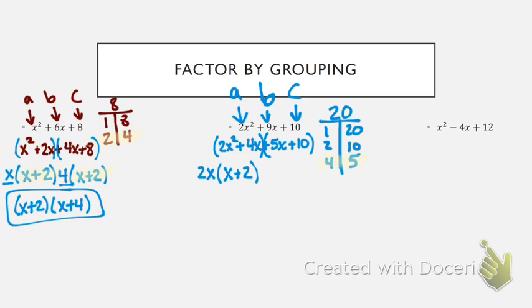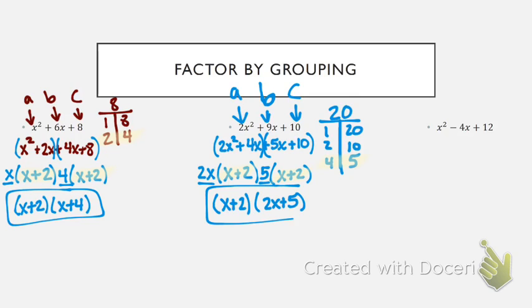If I look at my second set of parentheses, I have 5x plus 10. Both of those I can divide by 5. So 5x divided by 5 is x. 10 divided by 5 is 2. I have the same thing in both parentheses again, so that means I didn't mess up. My first parentheses is what happens twice. My second parentheses is what's outside, so 2x plus 5. And again, my answer is what's boxed.